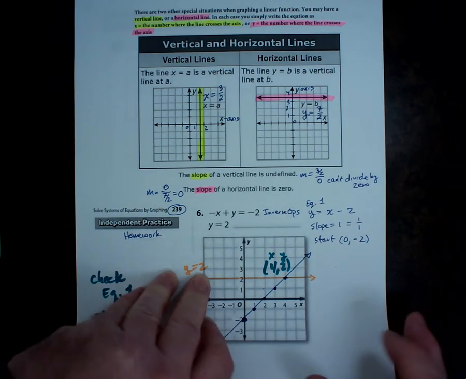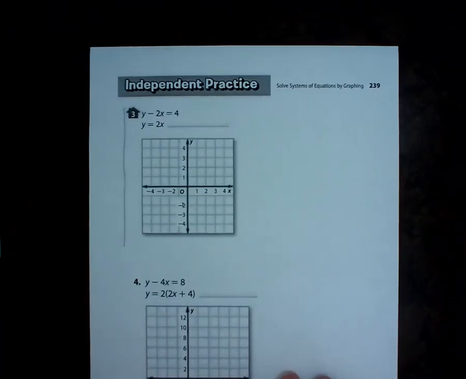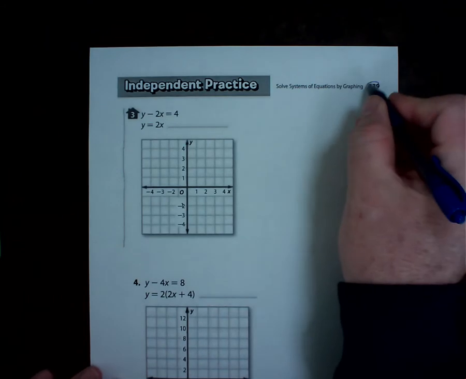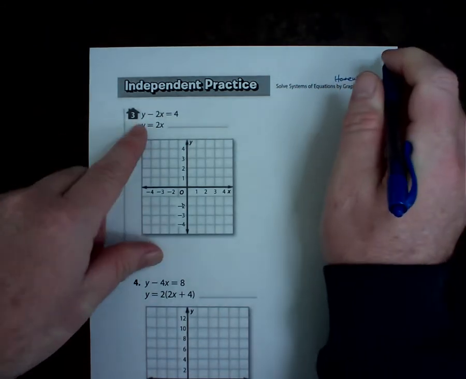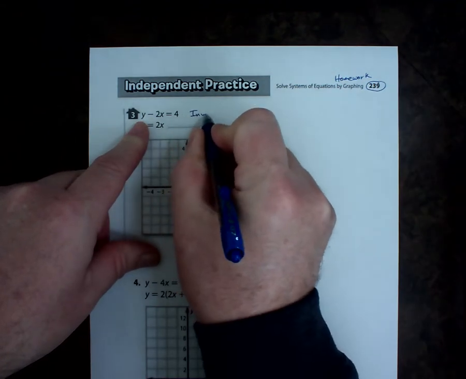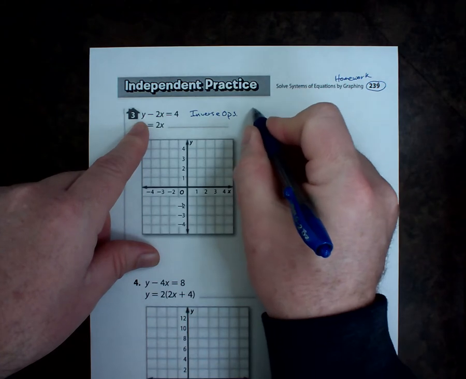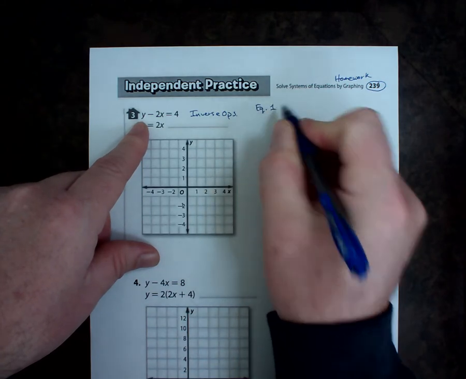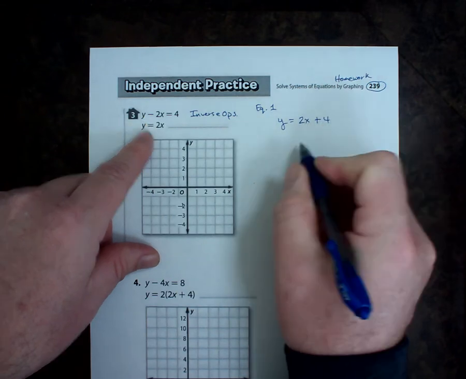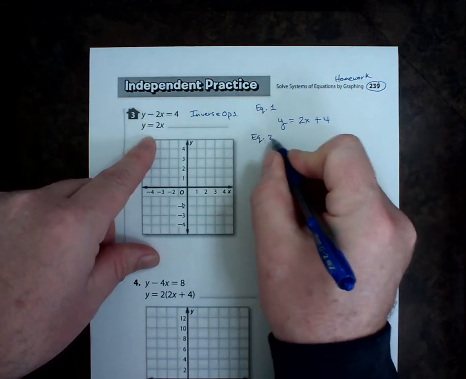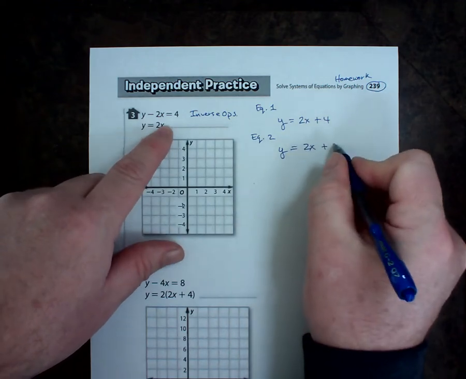So then we turn this into the last of your homework problems. Page 239, this is homework. We need to use inverse ops here. We end up with equation 1, y equals 2x plus 4, and then equation 2, y equals 2x, and there's nothing there, so we can put plus 0.